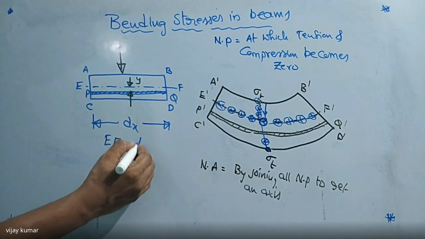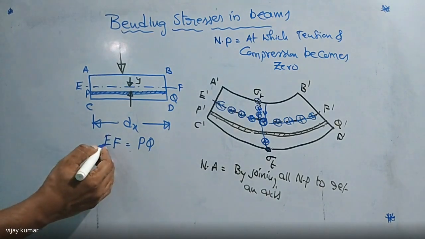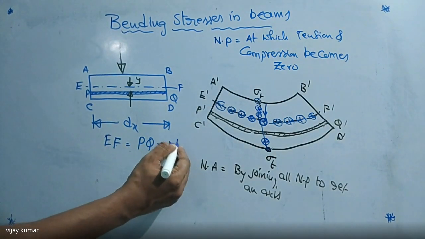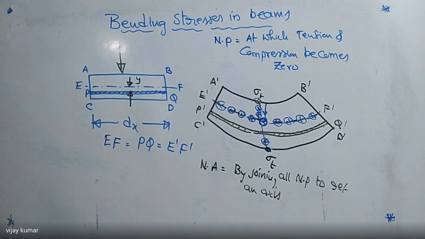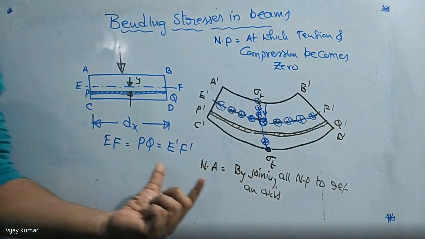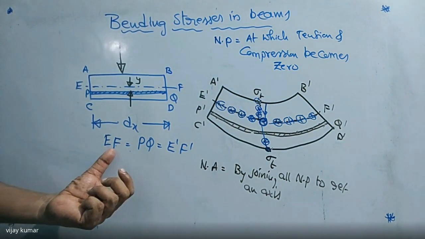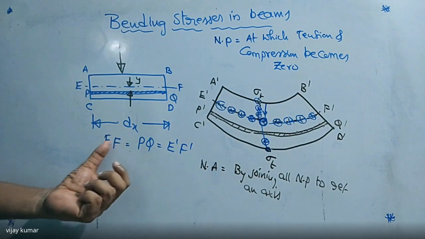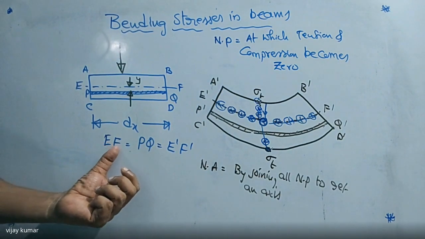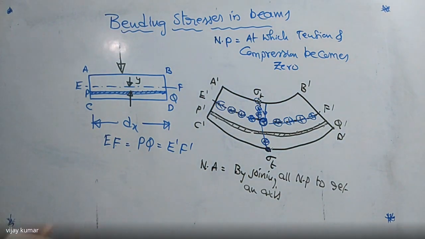EF is equal to PQ. EF is equal to how much? PQ. But EF is also equal to E dash F dash. Why? Because EF is nothing but the neutral axis. What is the length of the neutral axis? Before and after application of this external force, there is no change in the neutral axis. So EF is equal to PQ, and E dash F dash is also equal to PQ.